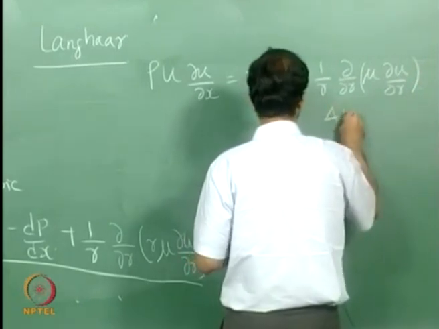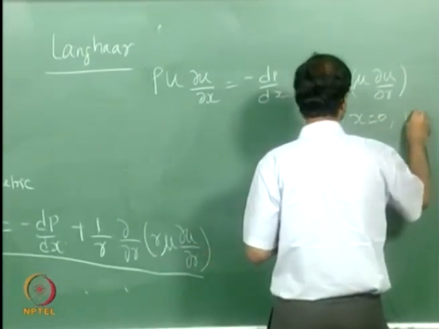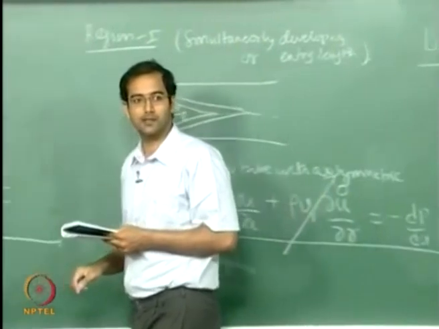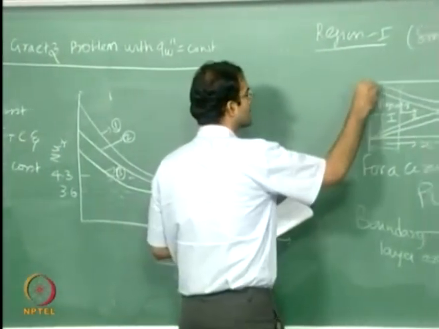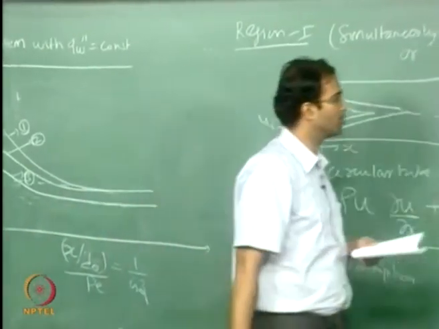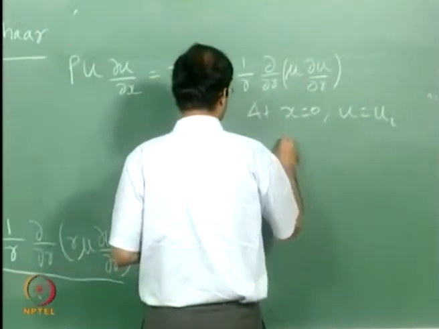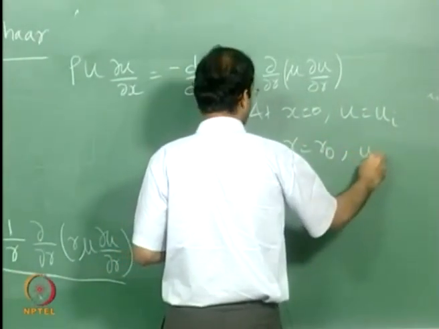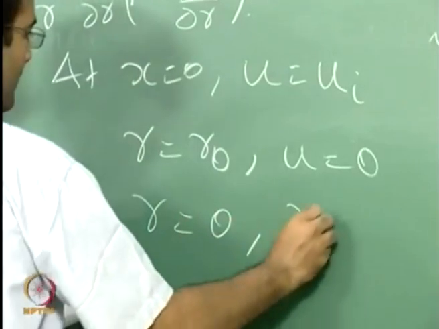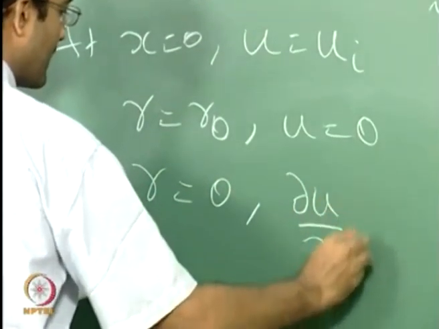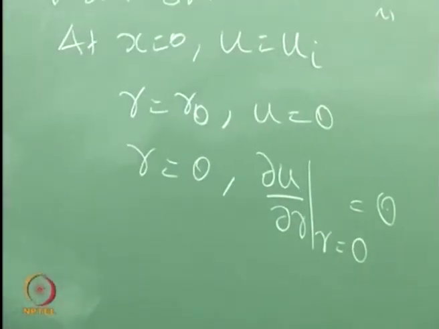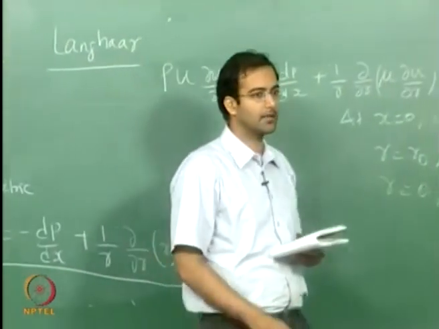So the boundary conditions that he solved: at x equal to 0, u is equal to ui. So you had some inlet velocity which is a constant, okay. So when it approaches the entrance of the tube, you have an inlet velocity which is constant, and corresponding to r equal to r naught, you have u equal to 0, no slip boundary condition, and at r equal to 0 the profile has to be symmetric, du by dr at r equal to 0 has to be 0. Okay, so he solved this numerically.